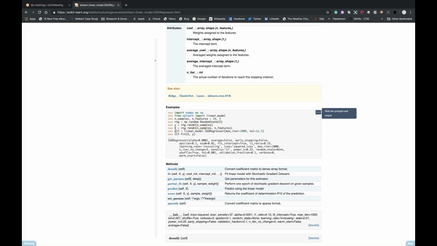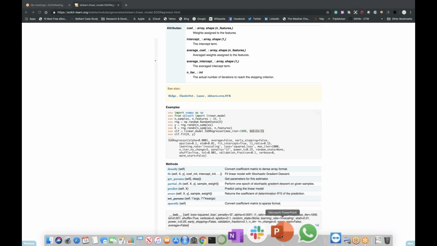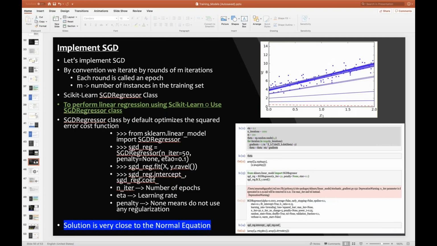Now if you do this model, it is nothing but clf, the classifier, equal to linear model SGD regressor, max iteration equal to 1000, tolerance equal to 1e minus 3. Again, this tolerance is nothing but the epsilon symbol I have shown you. Okay, I'll show you that one now. Give me 1 minute, folks.